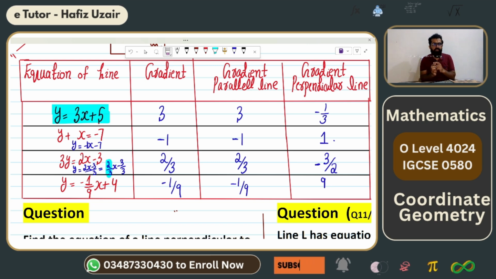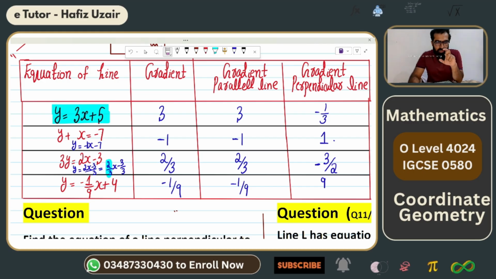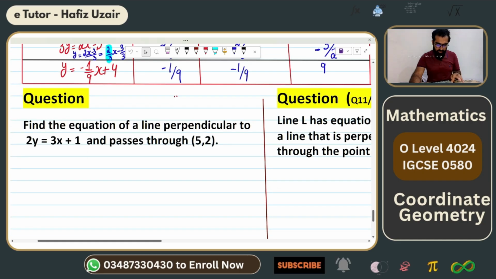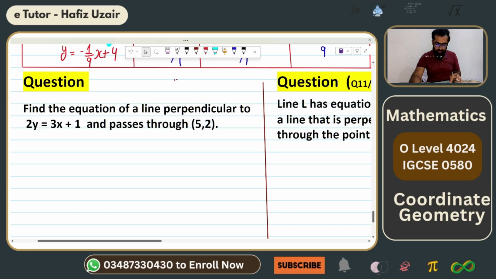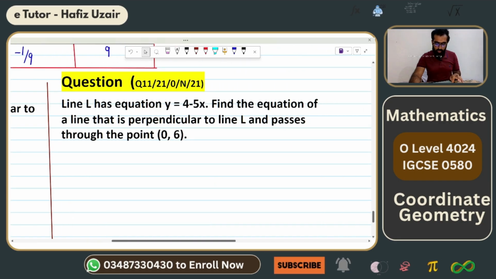I hope it's clear. I'm going to revise it very quickly. Parallel lines have the same gradient, perpendicular lines have gradients that are negative reciprocals of each other. Let's discuss two very important questions over here. I have taken this question from past papers, October November 21 paper 2.